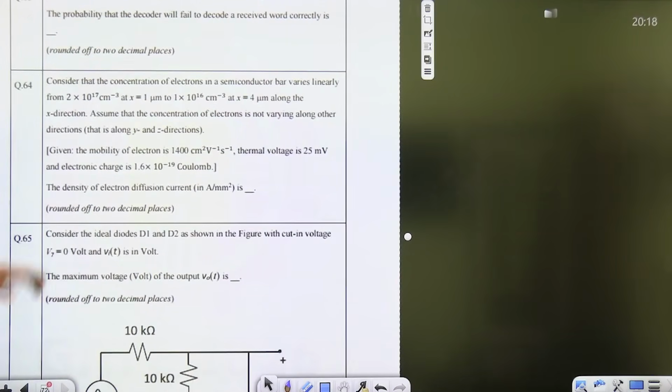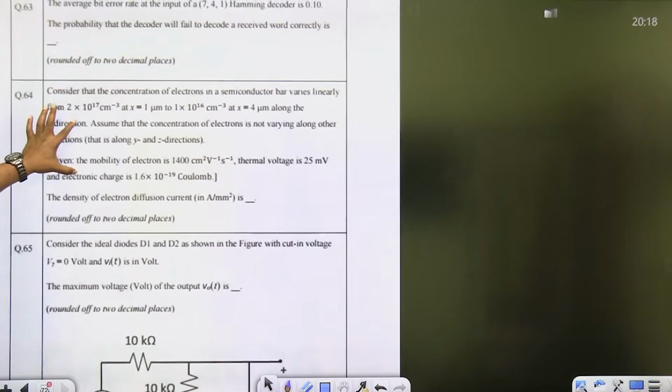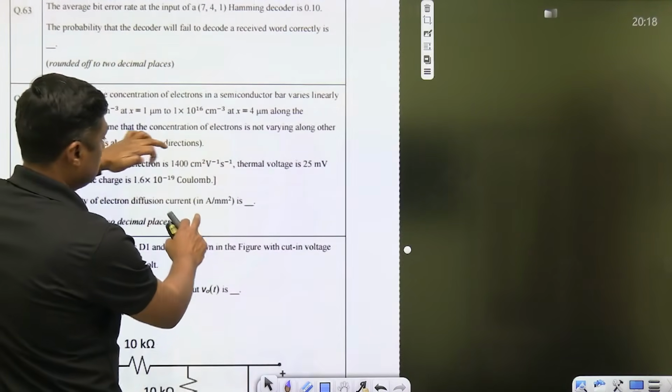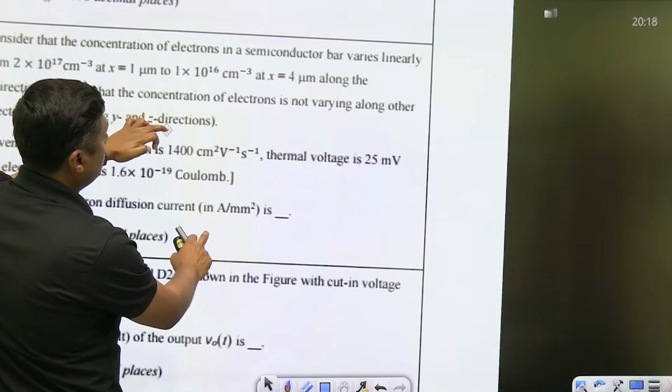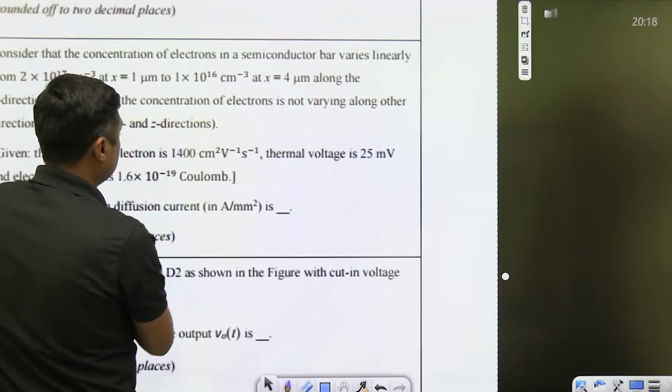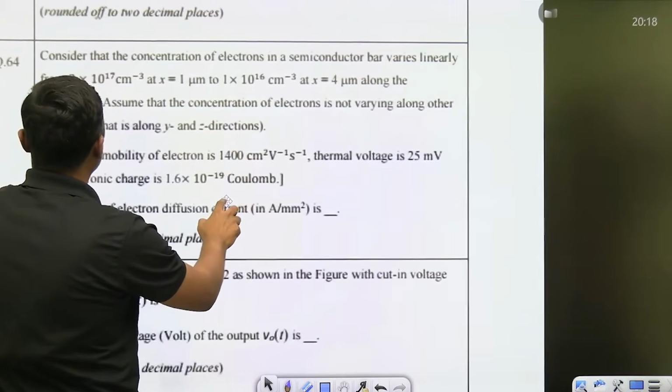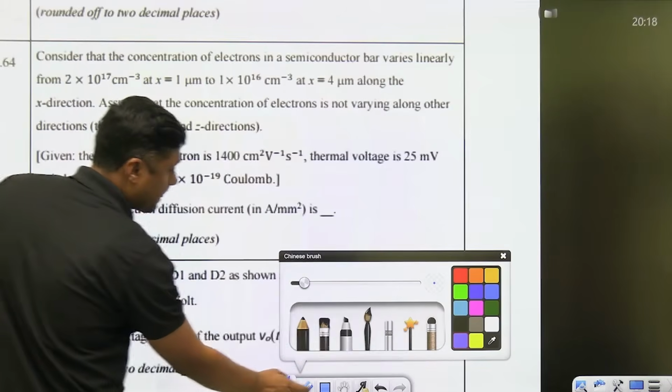Yes, please. Consider that the concentration of electron in a semiconductor bar varies linearly. Let's increase it a little more. Now it is visible to you. Now read the question.